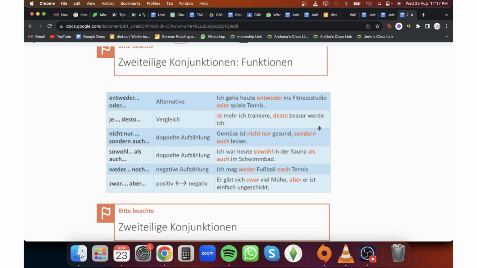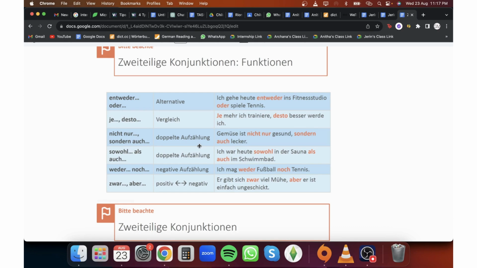Okay? So, this I do, that I become. If I don't do this, I won't become this. A comparison is being done. Vergleich. Nicht nur, sondern auch, sowohl als auch. Both are doppelte Aufzählung. Aufzählung is like kind of items that are part of a list. So, doppelte means double. So, here we will have two of those, list items kind of. We are going to list two things.